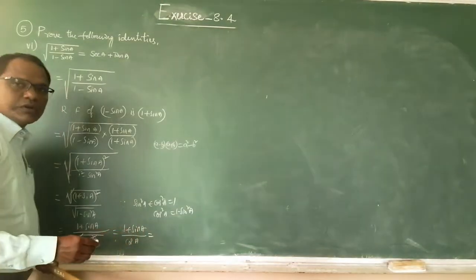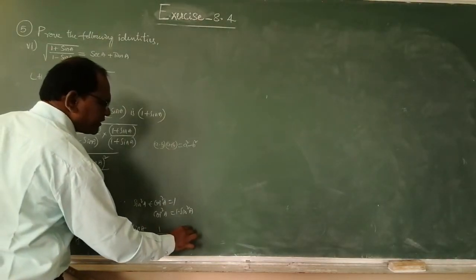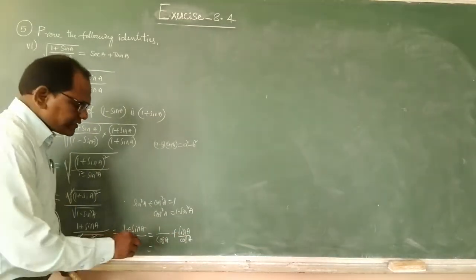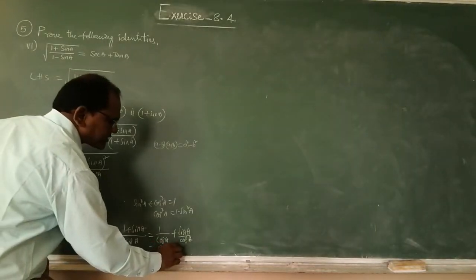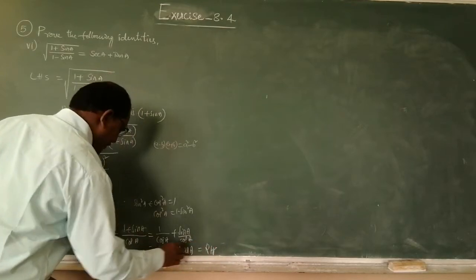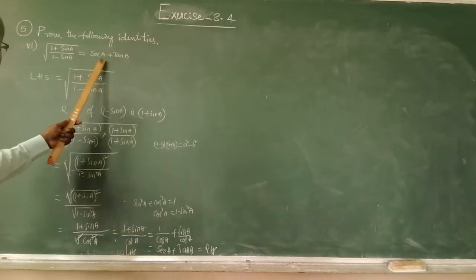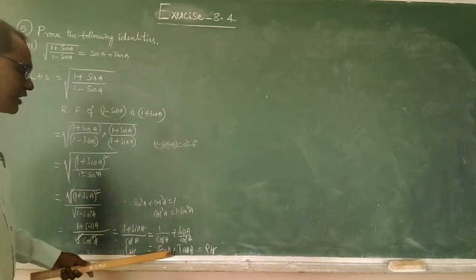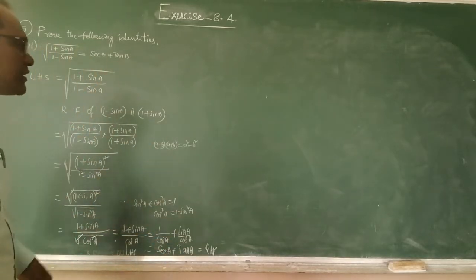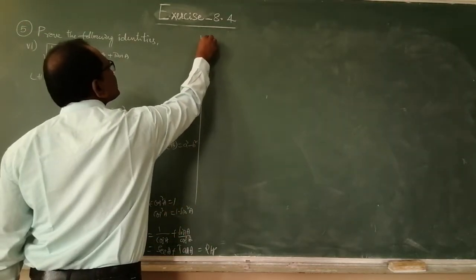Now dividing, 1 by cos a plus sin a by cos a. 1 by cos a means secant a, and sin by cos means tan a. So this equals RHS. Therefore LHS equals RHS. What is RHS? Secant a plus tan a. So we have proved it. This is the fifth main, sixth one. Now we come to the seventh one, fifth main, seventh one.